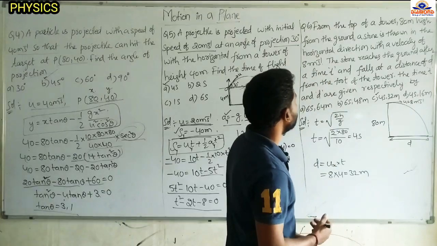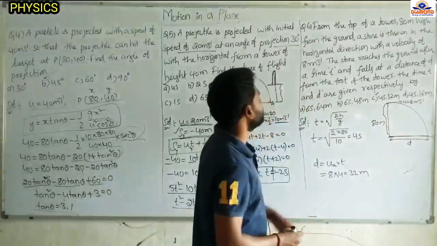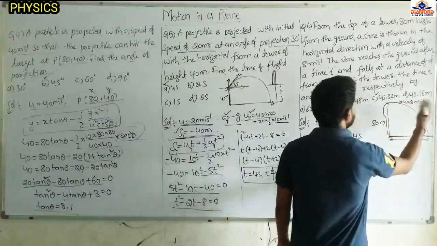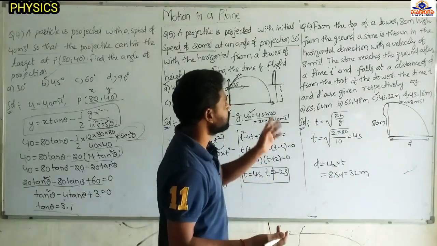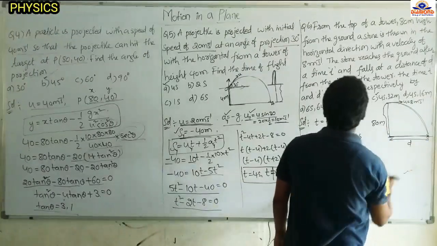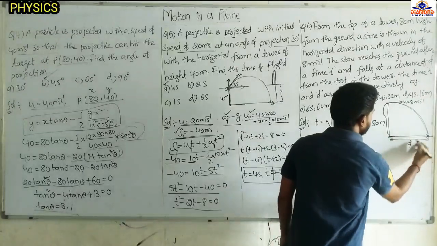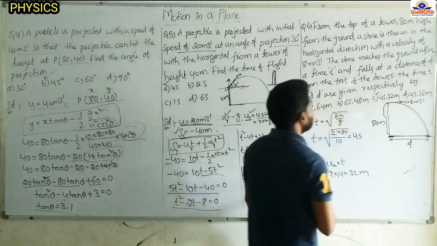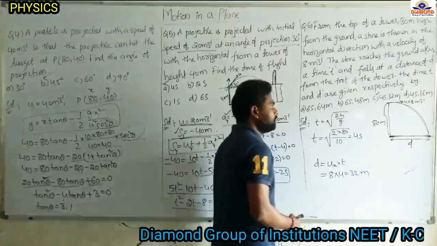From the top of a tower 80 meter high. So the tower's height is 80 meter. From the ground a stone is thrown in the horizontal direction. Here it is thrown in the horizontal direction, u equal to 8 meter per second. The stone reaches the ground after a time t, and falls at a distance of d from the foot of the tower. This is the foot of the tower, and it is striking the ground here, at distance d from the foot of the tower. The time t and d are given respectively by, so time t and d we have to find.